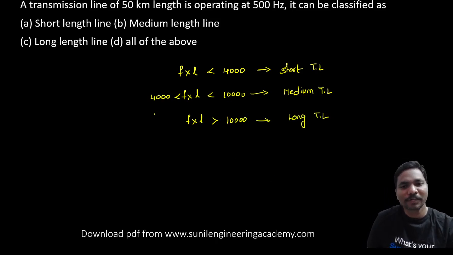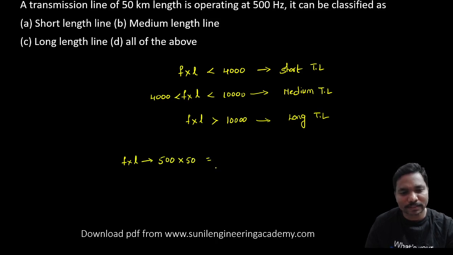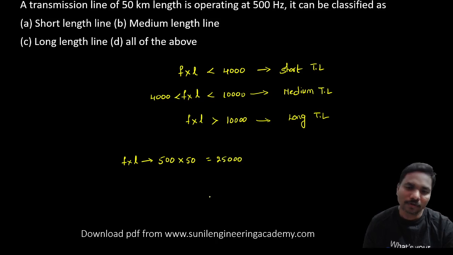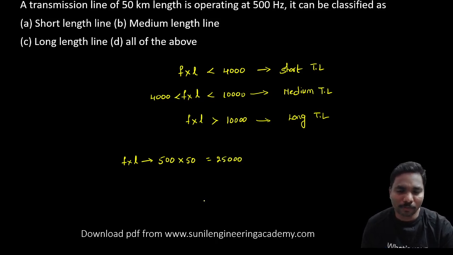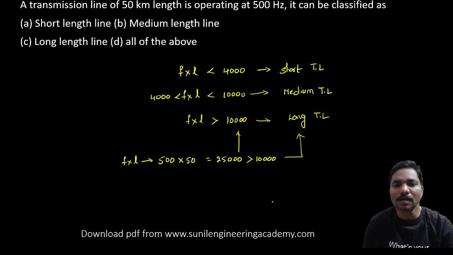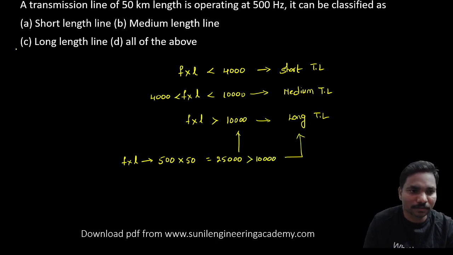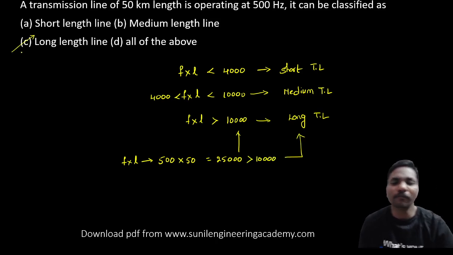So here we need to calculate frequency into length. What is the value you get? Frequency 500, length 50, so that means 25,000 kilometer hertz. Here 25,000 is greater than 10,000, so simply we can say it is the long transmission line. All of you clear?